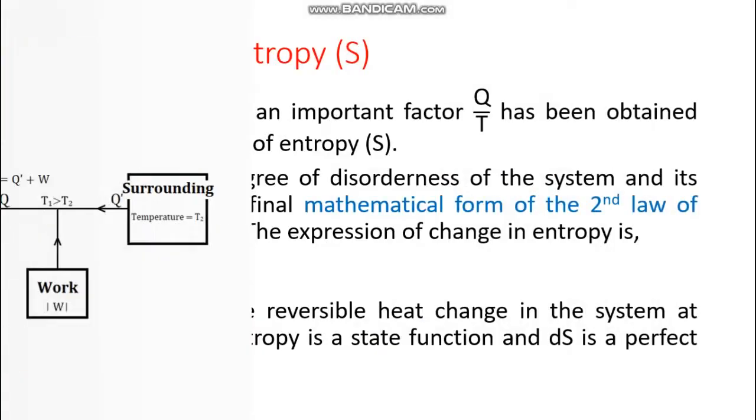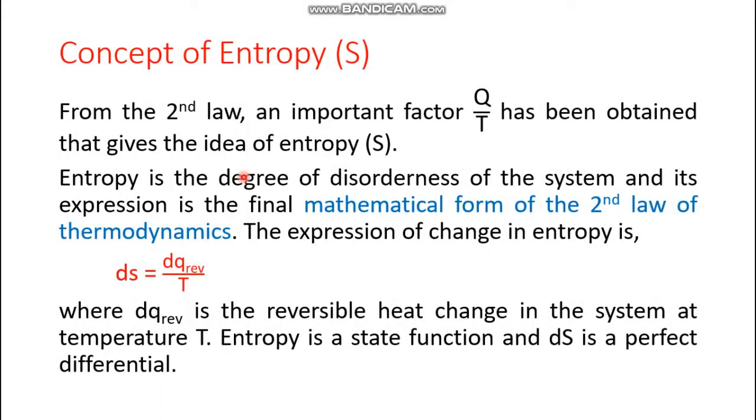Okay, so let's now start our next lecture number 23, concept of entropy. From the second law, an important factor, Q by T. What is Q? Q is the heat change and T is the temperature at which the heat change is taking place. So Q by T has been obtained. That gives the idea of entropy. Entropy is the degree of disorderness of the system, and its expression is the final mathematical form of the second law of thermodynamics.